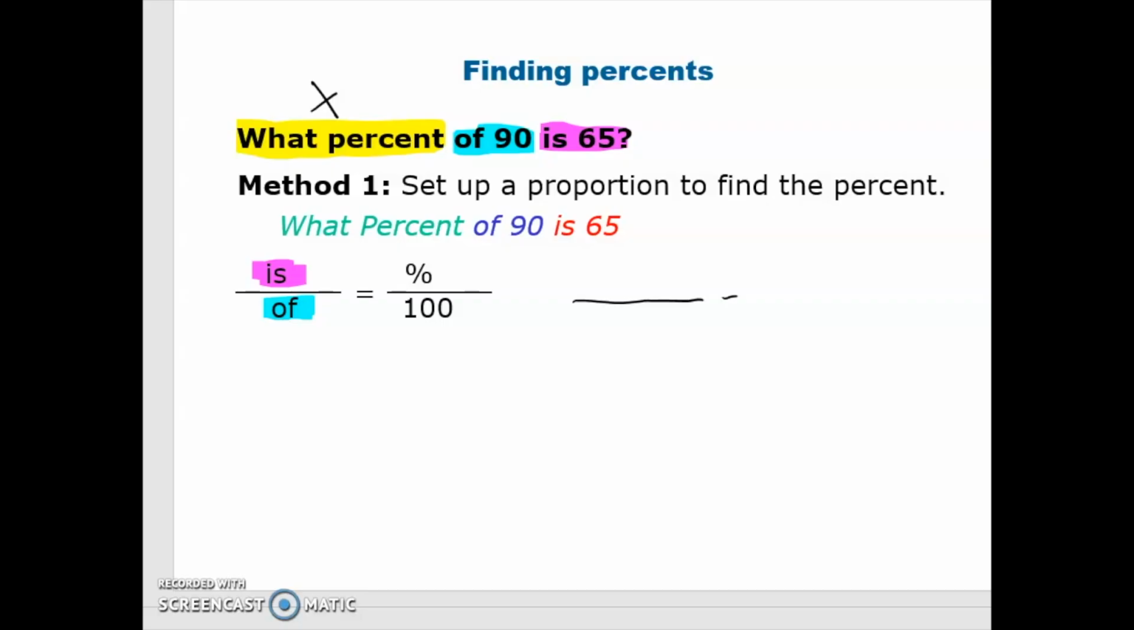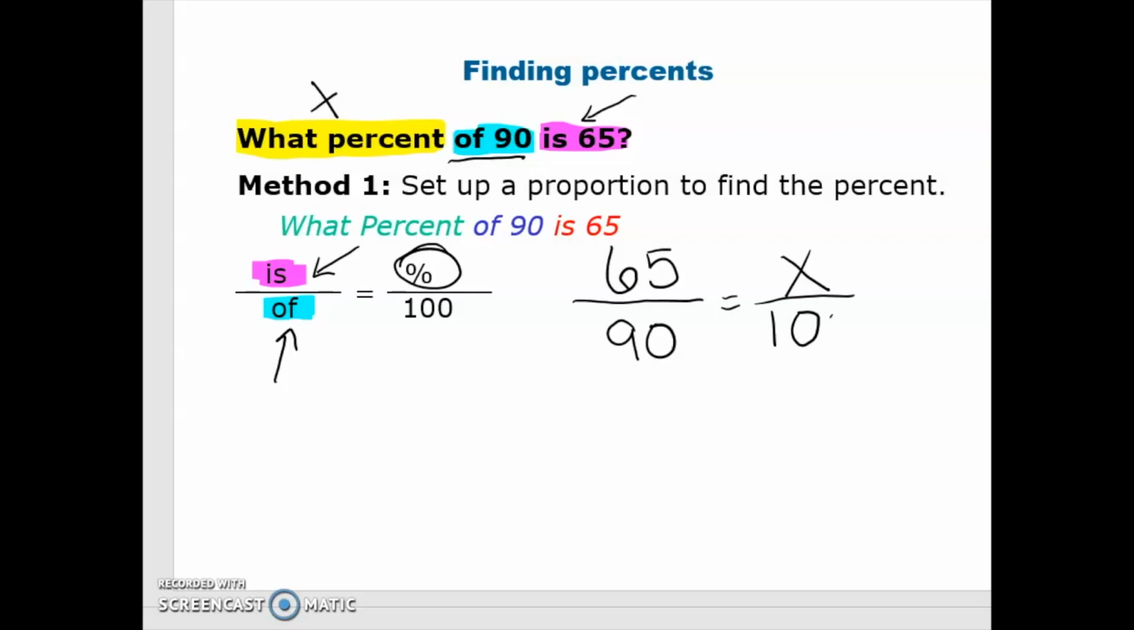So we're going to set up our proportion. What percent? The percent goes up here. So I don't know that. That's going to be my variable. Of 90. Of is in the denominator, so 90 goes down in the denominator. Is 65. Is in the numerator, so 65 goes in the numerator. And our percents are always out of 100, right? If you get 100%, that means you got full credit. So out of 100. Now the rest of this is just review from chapter 5.